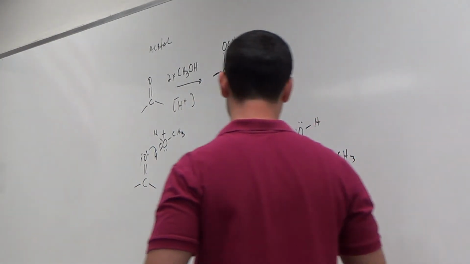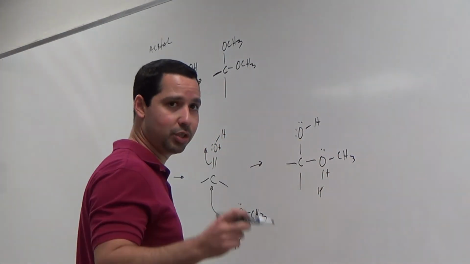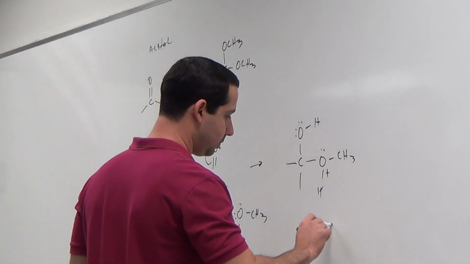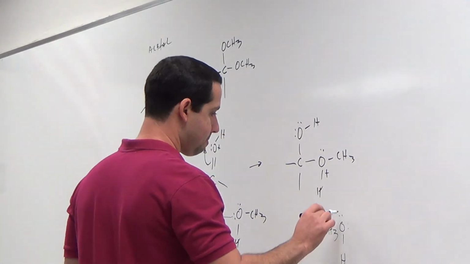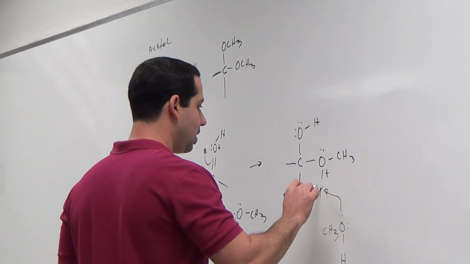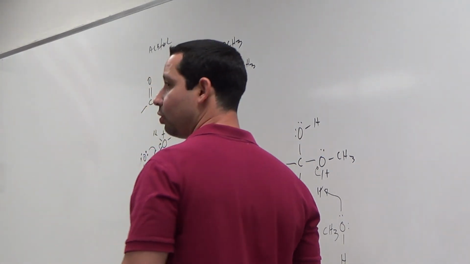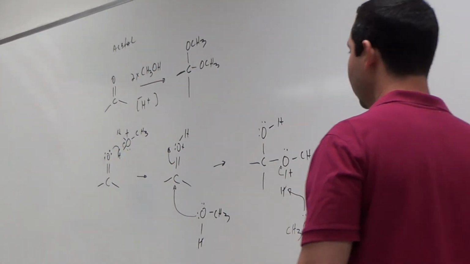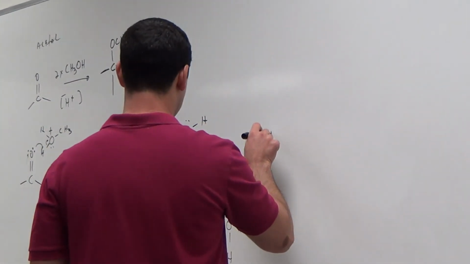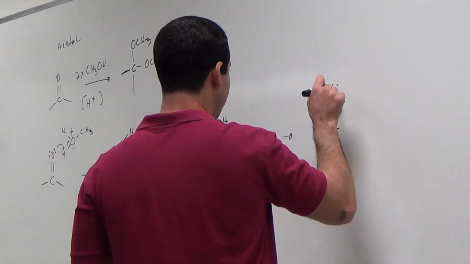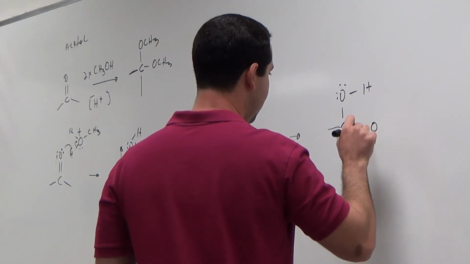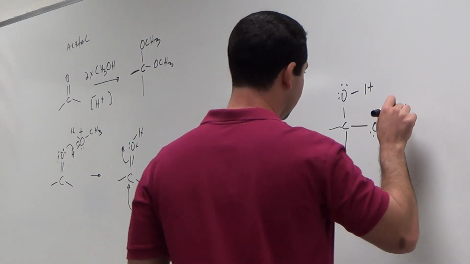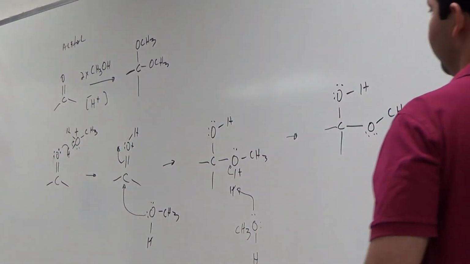CH3OH. Yes? So let's say that CH3OH did. It pulls it off, and the electron pair goes to that oxygen. You agree? And you have this from before. Now this oxygen is neutral.